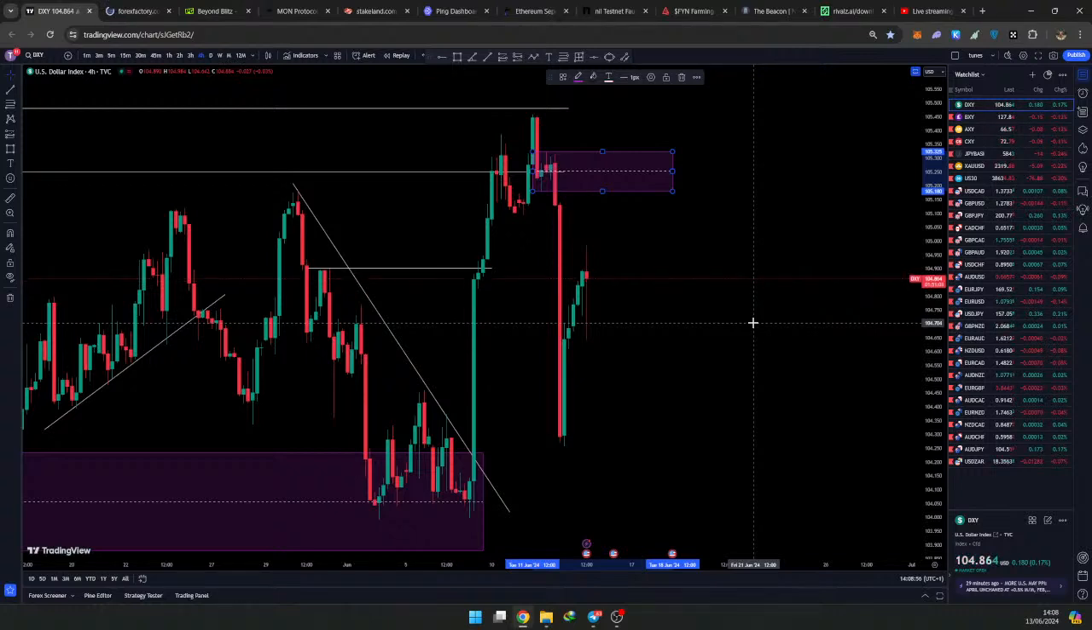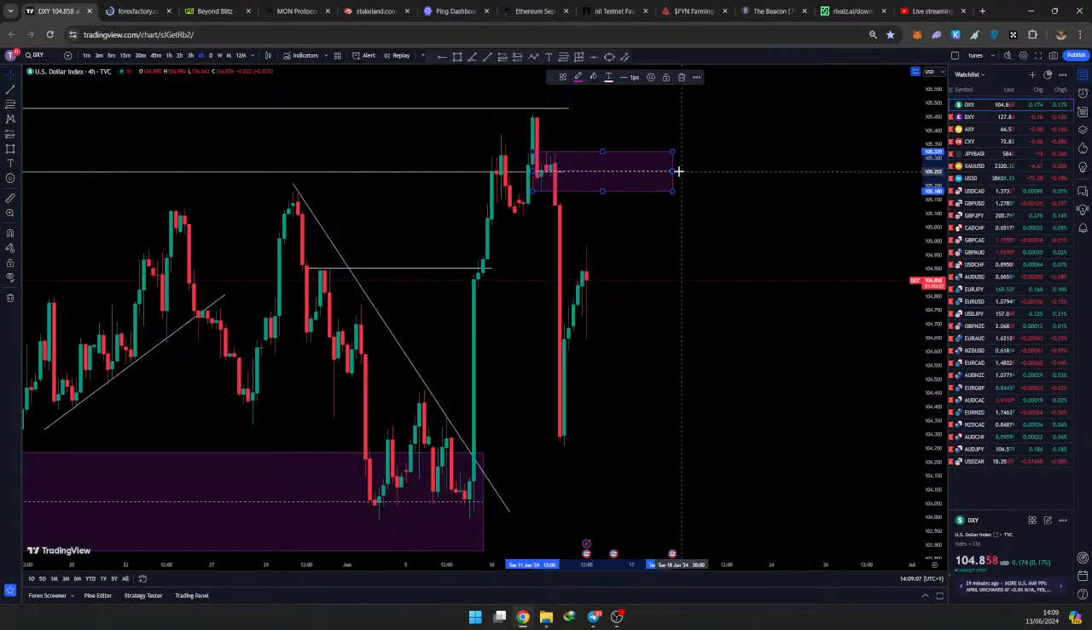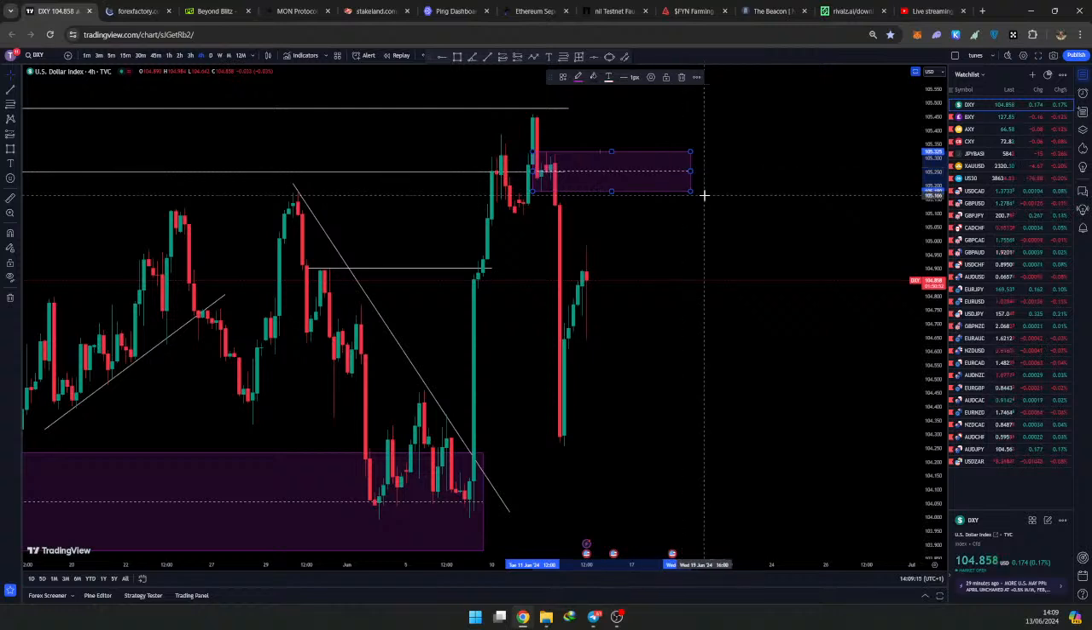105.325. All right. So currently I'm watching out for DXY, which is the US dollar index, to still push up a little bit towards that zone. That will be my supply zone that I'll be watching out for. And pending when price gets into that supply zone, I'll be watching out for a continuation of the bearishness on DXY.